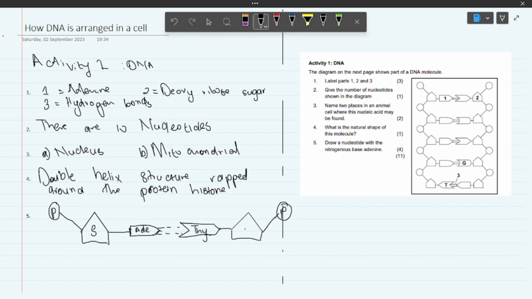So this is another deoxyribose sugar. So basically that is our short lesson for today.